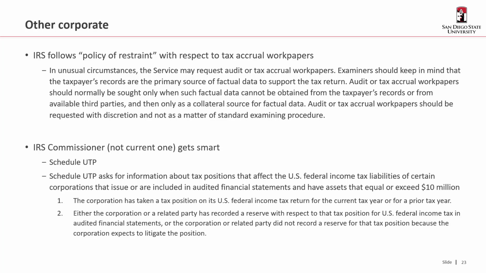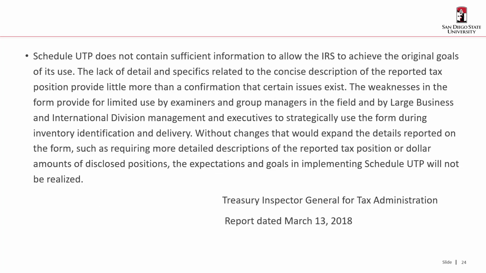Okay, so the idea was, hey, anything you put in your uncertain tax position, we're going to force you to disclose on Schedule UTP. So in March of 2018, the Treasury Inspector General for Tax Administration, or TIGTA, released a report on the use of Schedule UTP. And I'm going to read it to you, so you can either read along or you can stop paying attention, whatever's important. So the report said that Schedule UTP does not contain sufficient information to allow the IRS to achieve the original goals of its use. The lack of detail and specifics related to the concise description of the reporting tax provision provide little more than a confirmation that the certain issue exists, which they knew already.